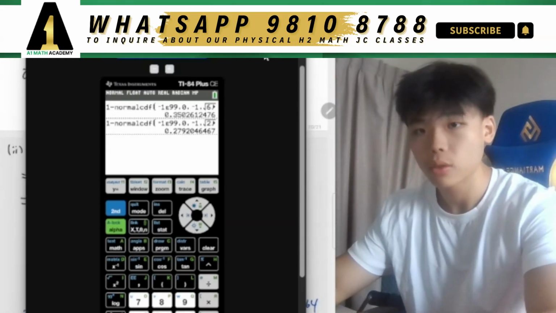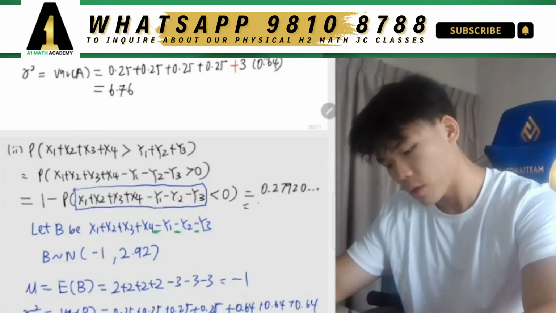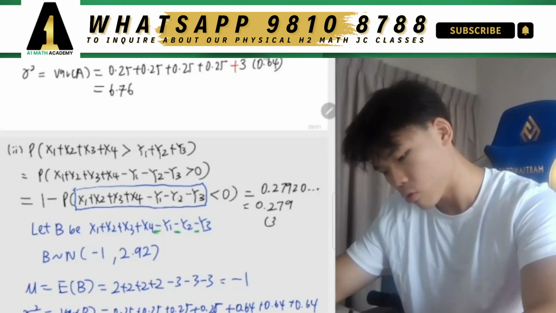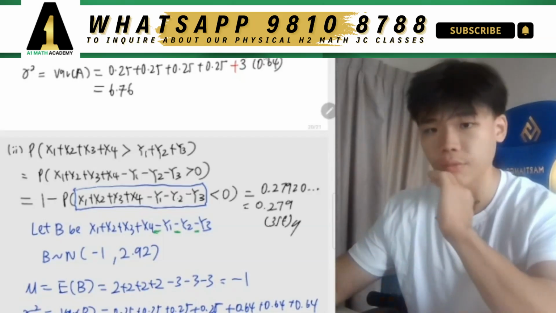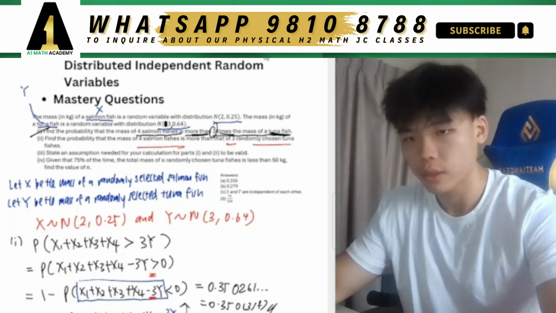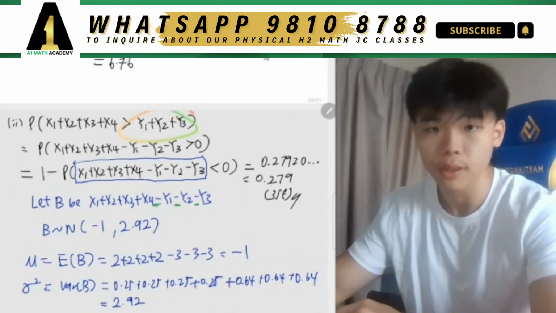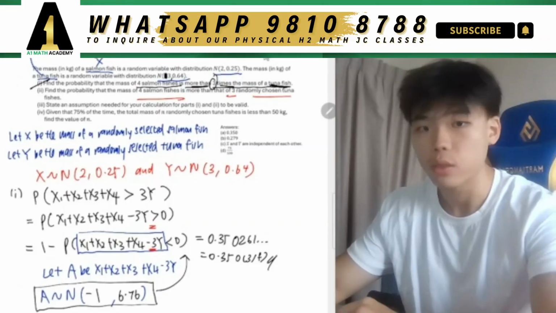0.27920, right? Which gives me 0.279 to 3 SF as the final answer to this question over here. Okay, so very similar to the first one. Just take note that now instead of multiplying by 3, we have 3 separate fishes. That's why we don't times them together.